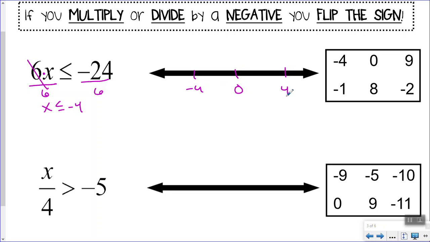So we can go ahead, set up our graph. I do have the or equal to here, so that means that negative 4 is included in my solution set, so I need the filled in circle. Because x is less than or equal to, that means that my graph is going to highlight the numbers to the left. Negative 4 is filled in and included, so we can circle it, but negative 1, 0, 8, 9, and negative 2 are not part of my solution set.